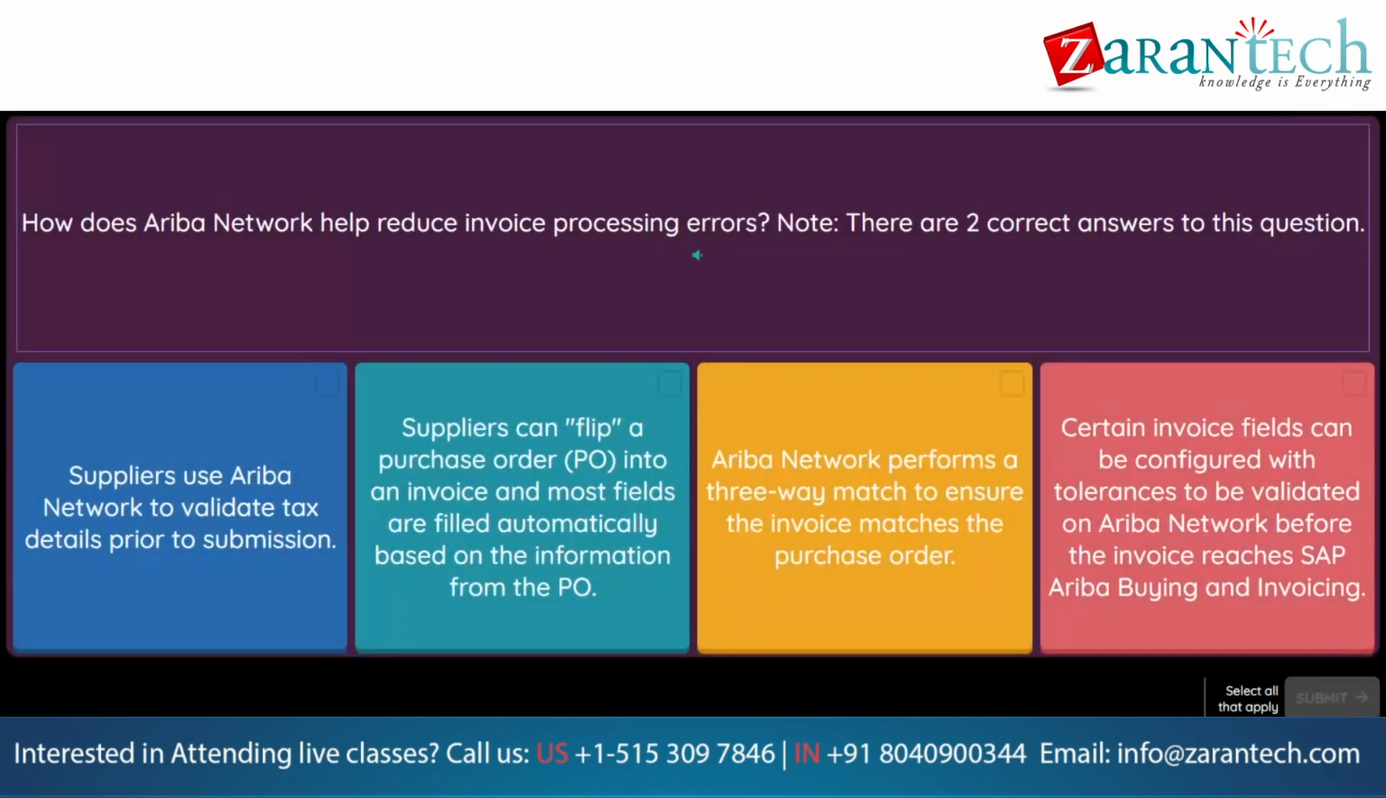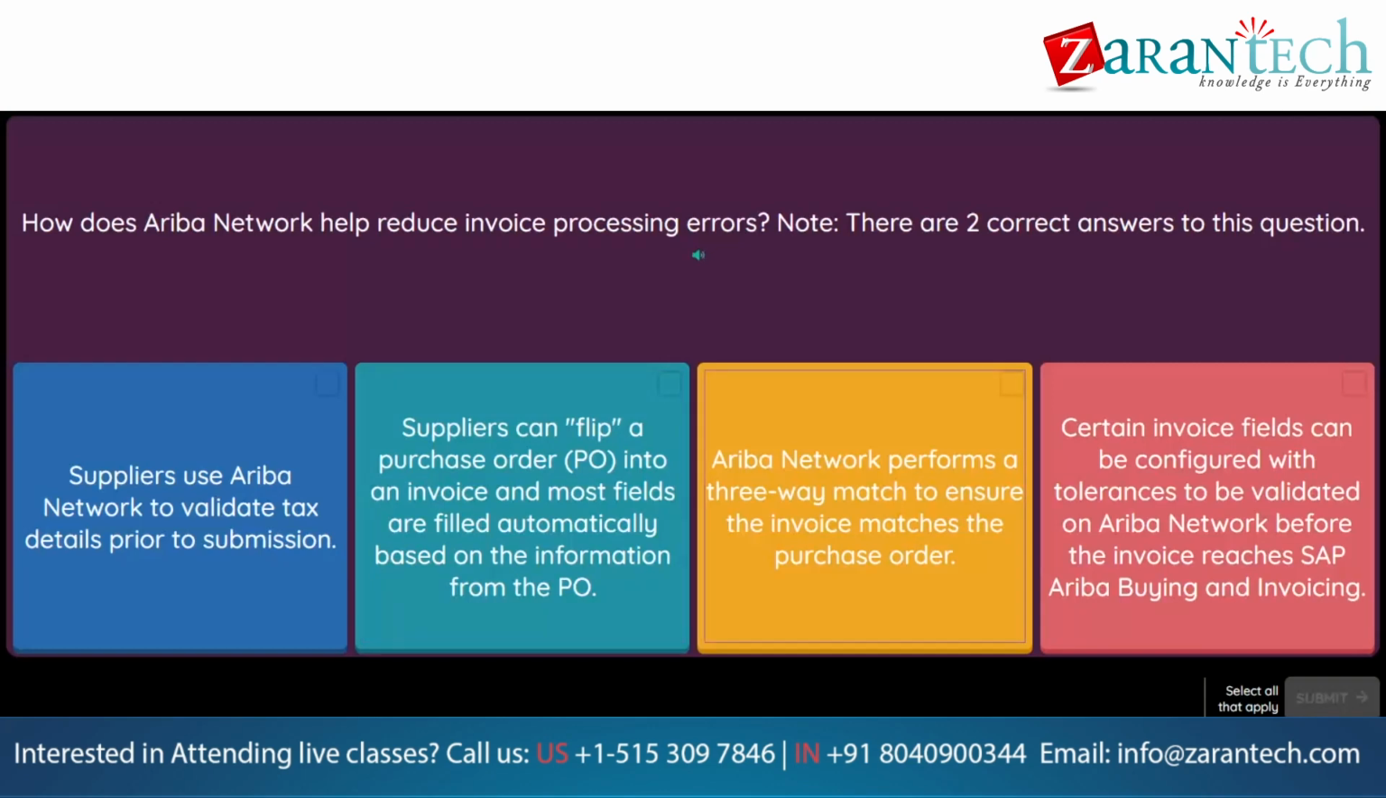Question: how does Ariba Network help reduce invoice processing errors? Note: there are two correct answers to this question. Option 1: suppliers use Ariba Network to validate tax details prior to submission. Option 2: suppliers can flip a purchase order, PO, into an invoice and most fields are filled automatically based on the information from the PO.